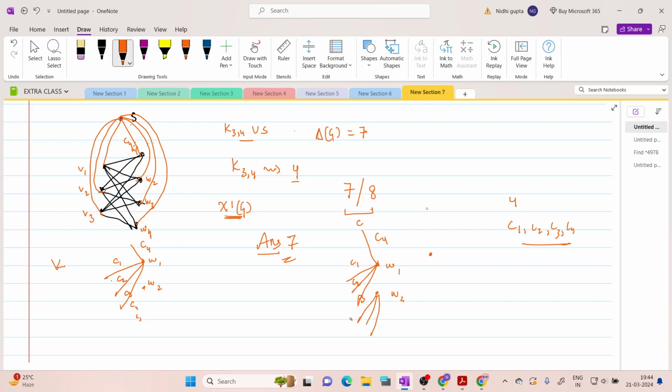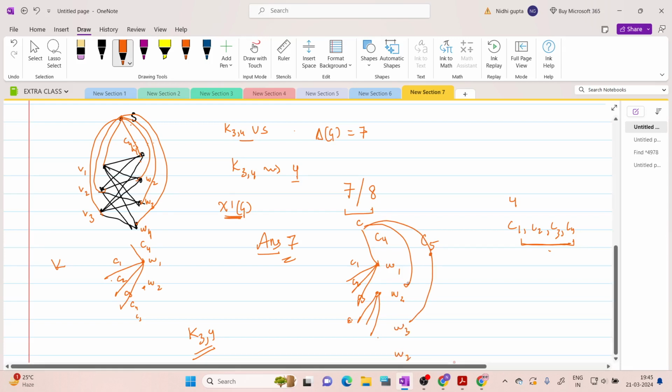Since I am giving C4, for W2 it will be from C1, C2, C3, C4, or I can give color, say, C5. C5 is not being used yet, so I'll give C5 to W2. C1, C2, C3, C4 were already being used by K34. And similarly I am giving C6 to W3 and C7 to W4. Till W4, till now it is fine.